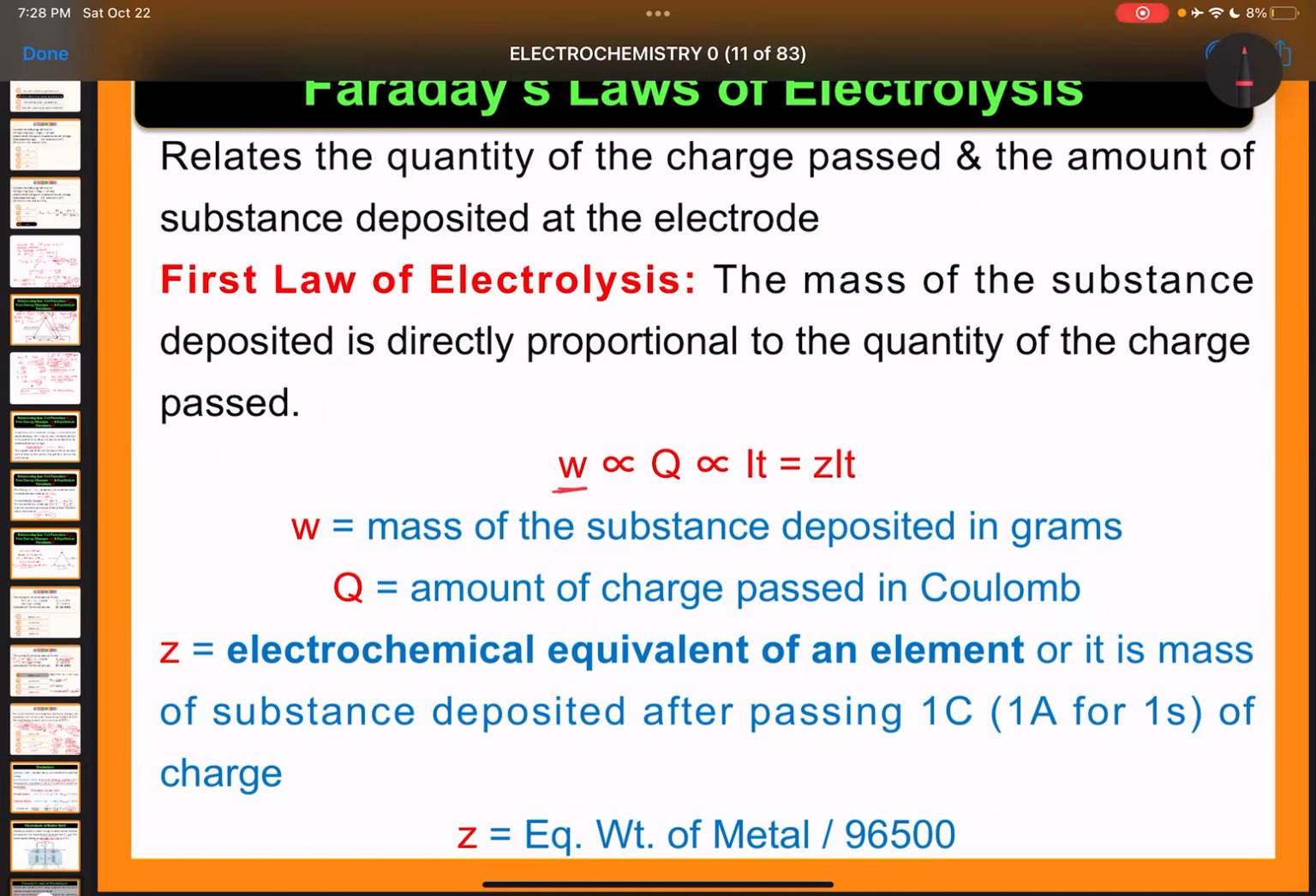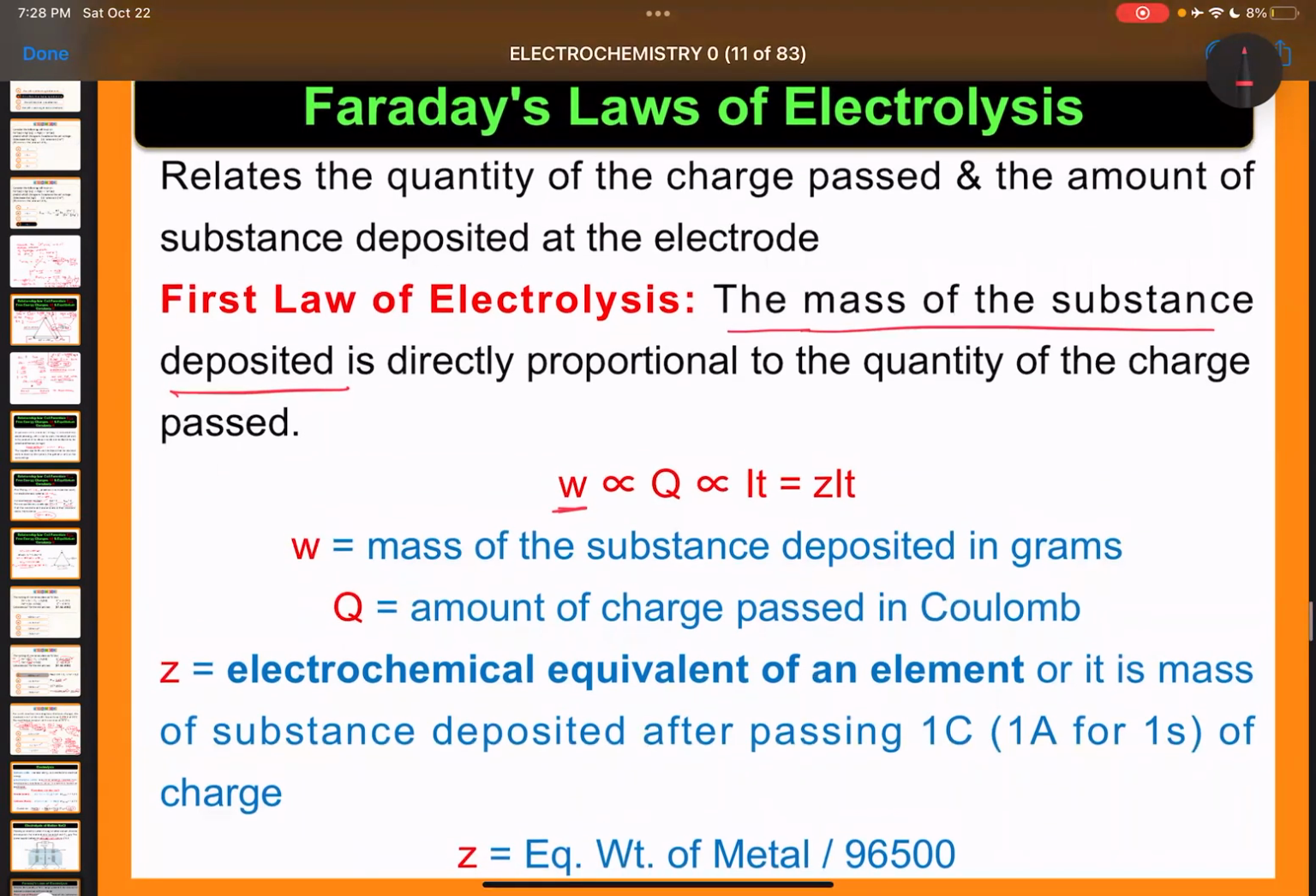What is the first law of electrolysis? It is very easy. The mass of the substance which is deposited or which is formed, okay, you are forming this like sodium and chlorine, it is directly proportional to the quantity of the charge passed. Is it clear? Right?